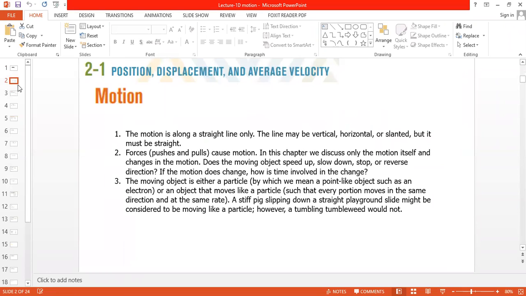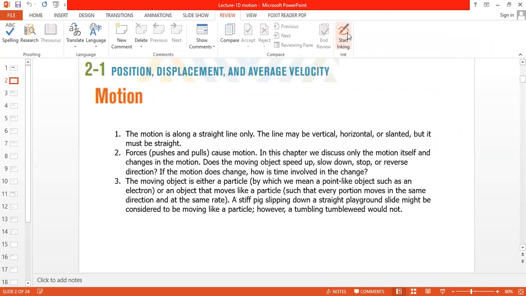What is motion, by the way? Motion is basically when an object changes position. When an object changes position, then we can say the object is in motion. So changing position is motion.